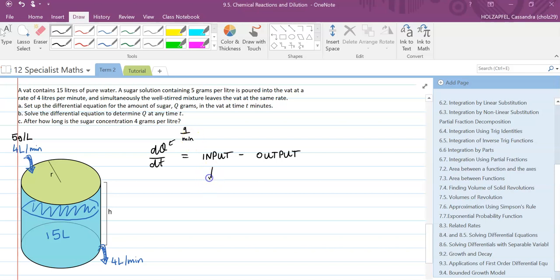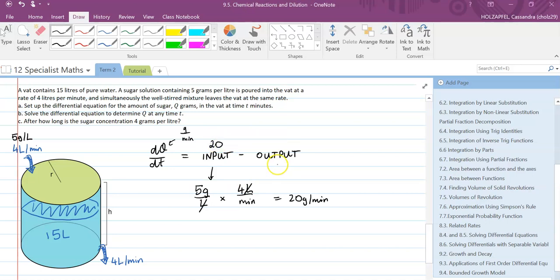So starting off with our input rate, we know that we've got 5 grams per litre of the sugar entering the tank, and we've got this inflow rate of 4 litres per minute. So when we multiply those, we're going to end up with 20 grams per minute going into the tank. So our input value is just going to be 20.